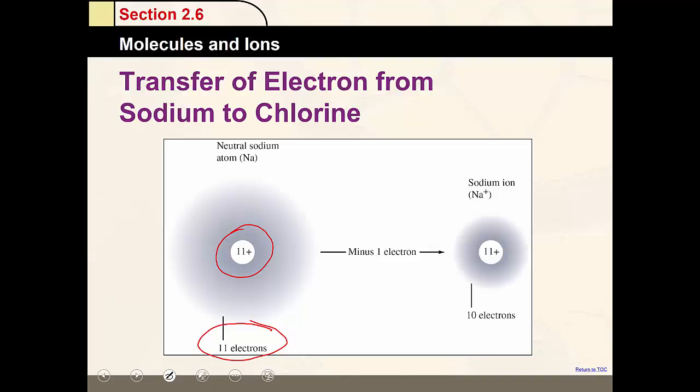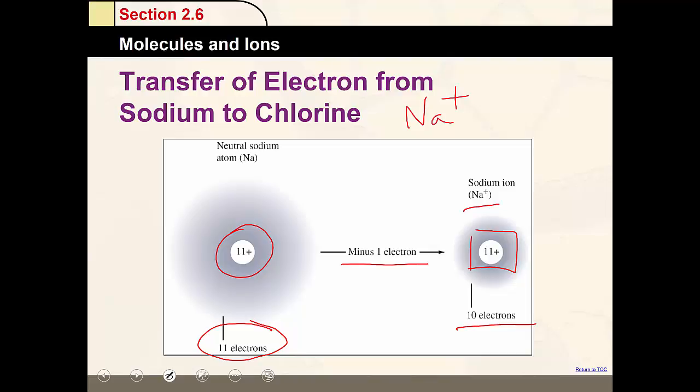But what happens when it reacts with chlorine, it loses 1 electron, so now it does not have the same number of protons as electrons. So 11 protons and 10 electrons means the overall charge of the sodium ion, usually we refer to it as the sodium ion rather than the sodium cation. So it's referred to as Na+.